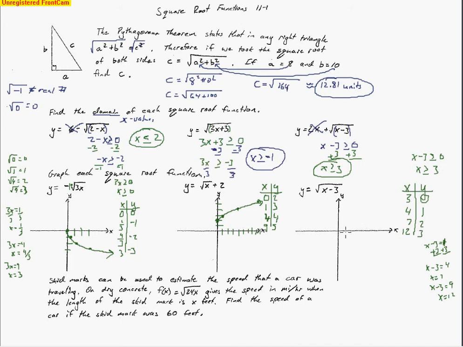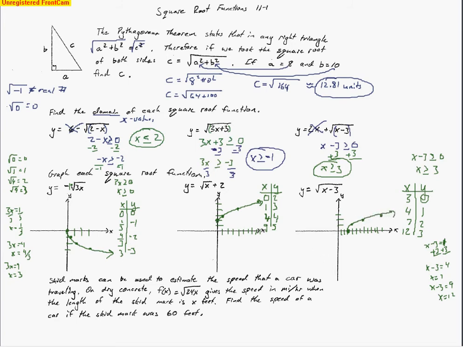So over 3 spaces brings you up 0. Over 4 spaces brings you up 1. Over 7, so that's 5, 6, 7, up 2. And then over 12, 7, 8, 9, 10, 11, 12. And then we end up going up 3 spaces. So we get another point there. So that's what our graph ends up looking like, just like that.